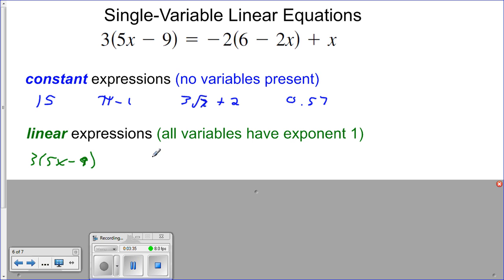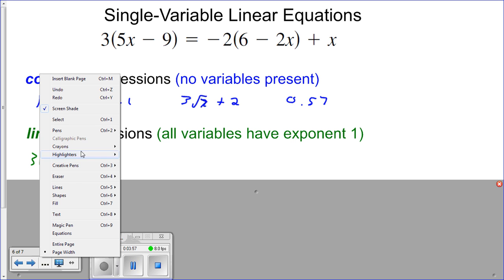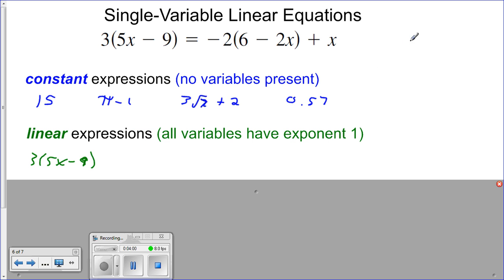So basically, the reason that these are called linear equations is because the expressions that are set equal to each other are linear expressions. Now, if a linear expression is set equal to a constant, the equation would still be a linear equation. For example, if I had this very simple equation, x plus 1 equals 4, because it has a linear expression in it, it's still a linear equation.